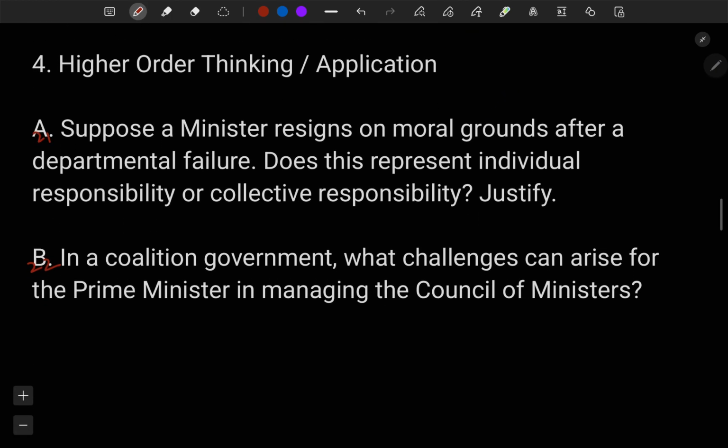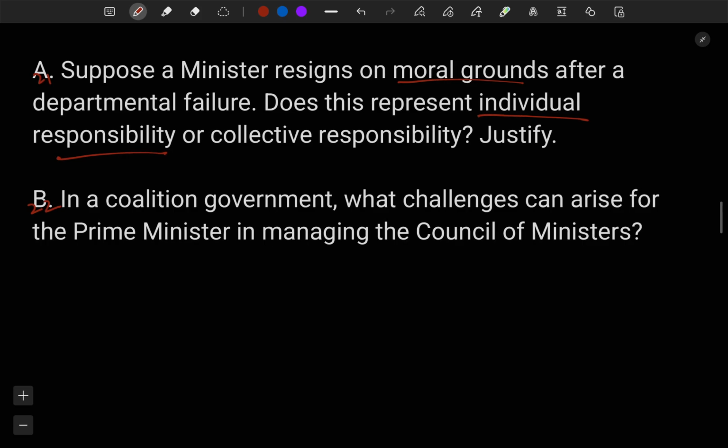Moving forward, suppose a minister resigns on moral grounds after a departmental failure. Does this represent individual responsibility or collective responsibility? Justify. So what do you think? It is individual responsibility. Why? Because the minister is accountable for his or her own department. They are responsible for their own department. So it is individual responsibility.